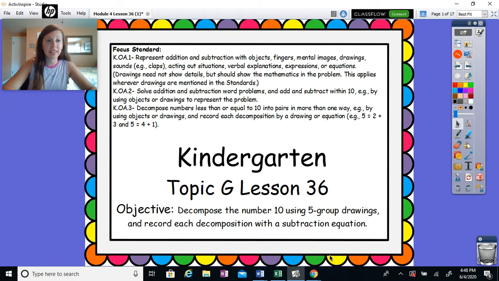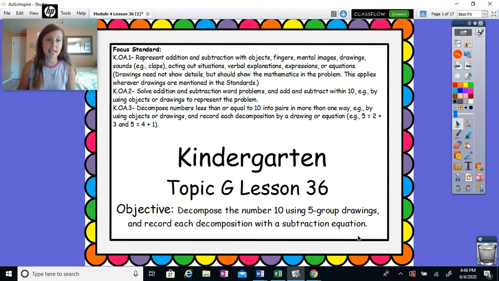This week we're doing lesson 36, which is very similar to 35 that I taught you last week. Last week we were decomposing the number 9. This week we're decomposing the number 10. So let's read our objective. I can decompose the number 10 using 5 group drawings and record each decomposition with the subtraction equation.